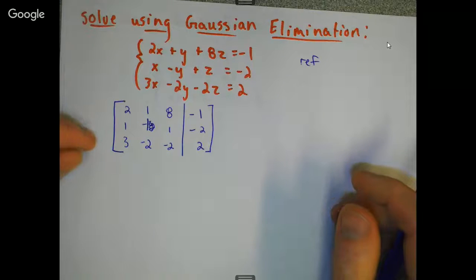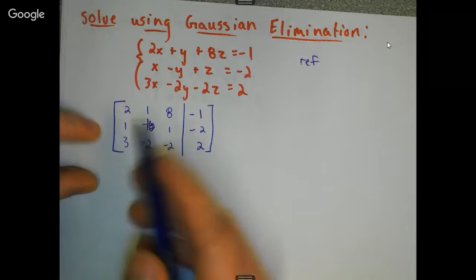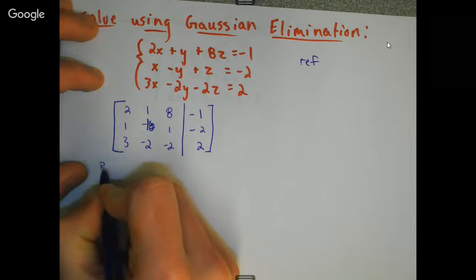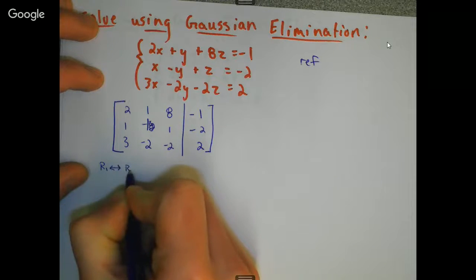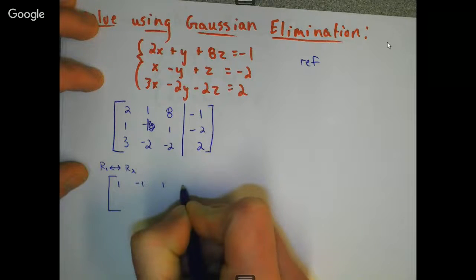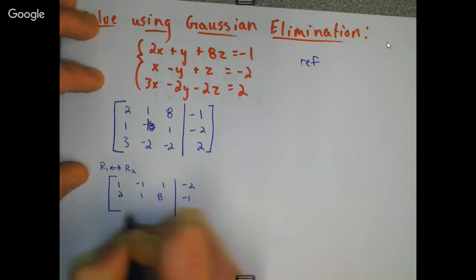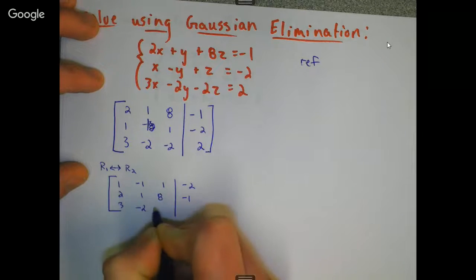Okay, the first thing I want is a 1 up here. So we're just going to interchange these two rows. We're going to take row 1 and interchange it with row 2. So 1, -1, 1, -2, 2, 1, 8, -1. And the third row didn't do anything.